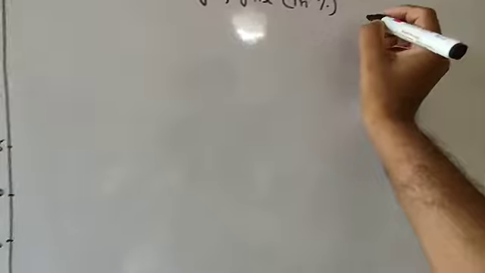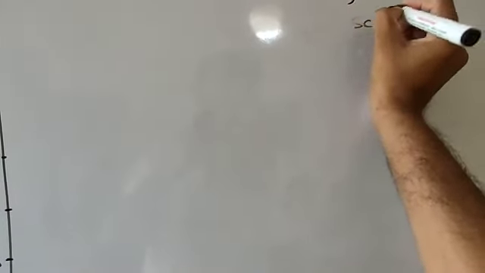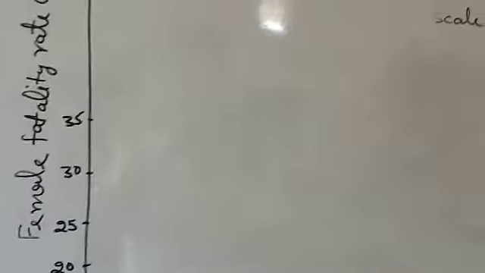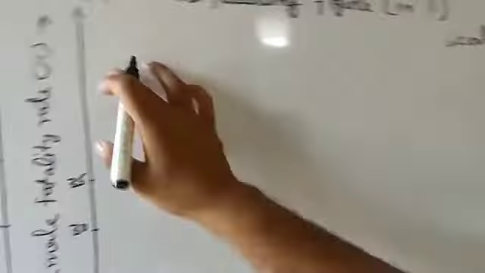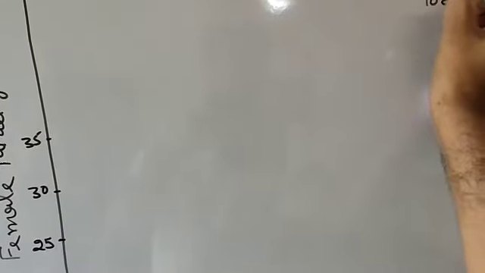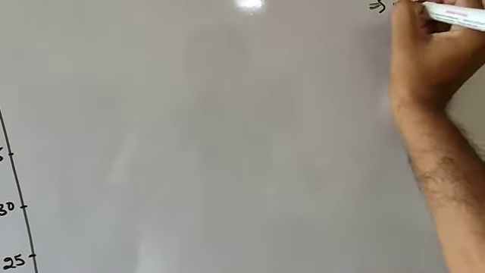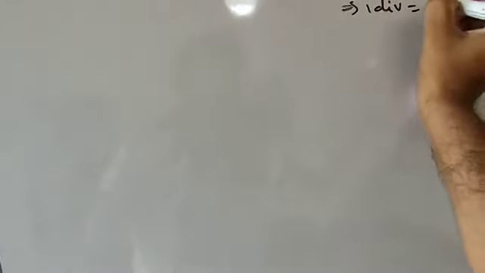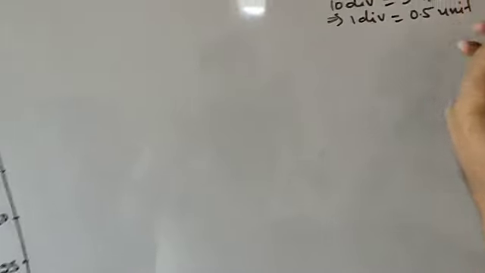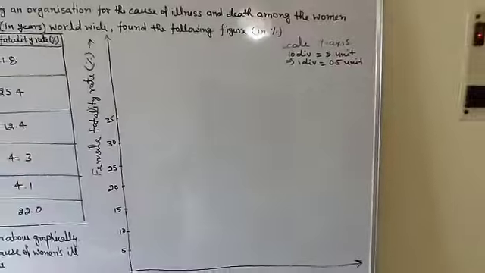Now here I am going to write the scale also. Here the scale is for the y-axis. On the y-axis you are going to represent the numerical value. So here 10 divisions are equal to 5 units. It means you are going to divide 10 divisions as 5 units. It shows that 1 division equals 0.5 unit. It means 1 millimeter is going to represent 0.5.